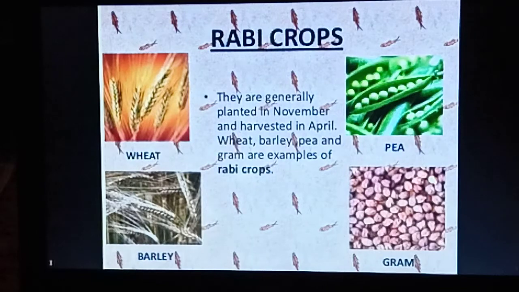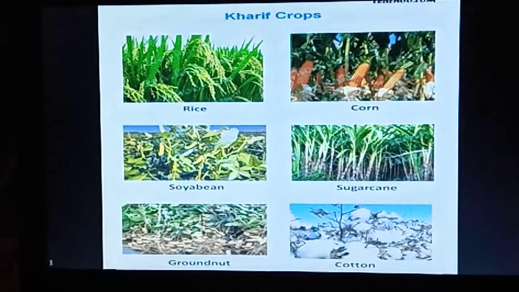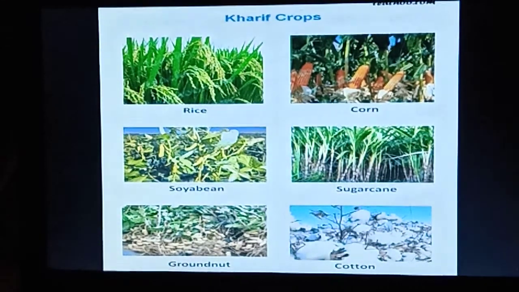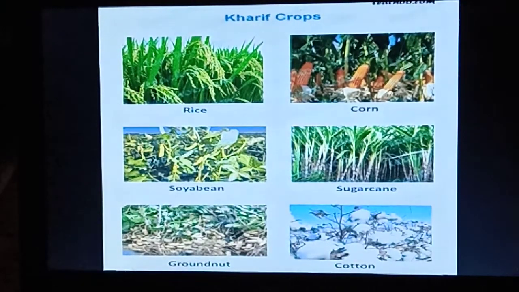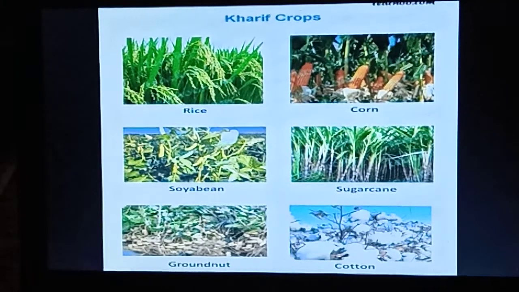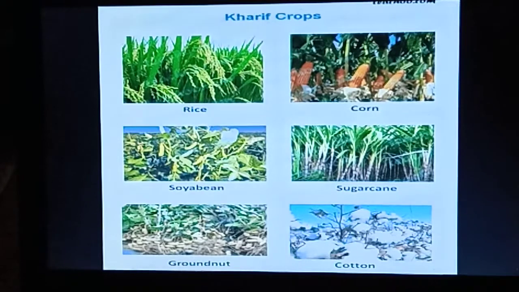So now we come to kharif crops. These crops are also known as rainy crops, because they are mainly cultivated in the rainy season. Some of the examples are rice, corn, soybean, sugarcane, groundnut and cotton.